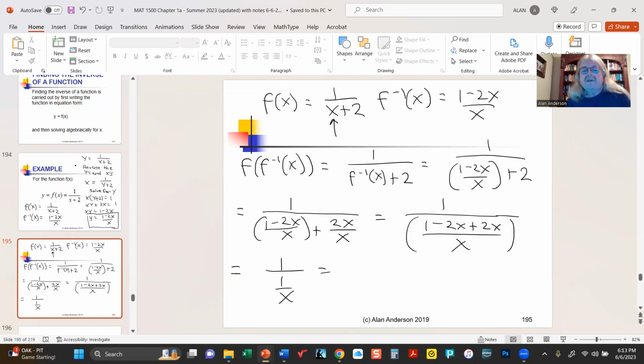One over x, or 1 times x over 1. Perfect. So one condition is definitely true. Now we need to show that f inverse of f of x is also equal to x.